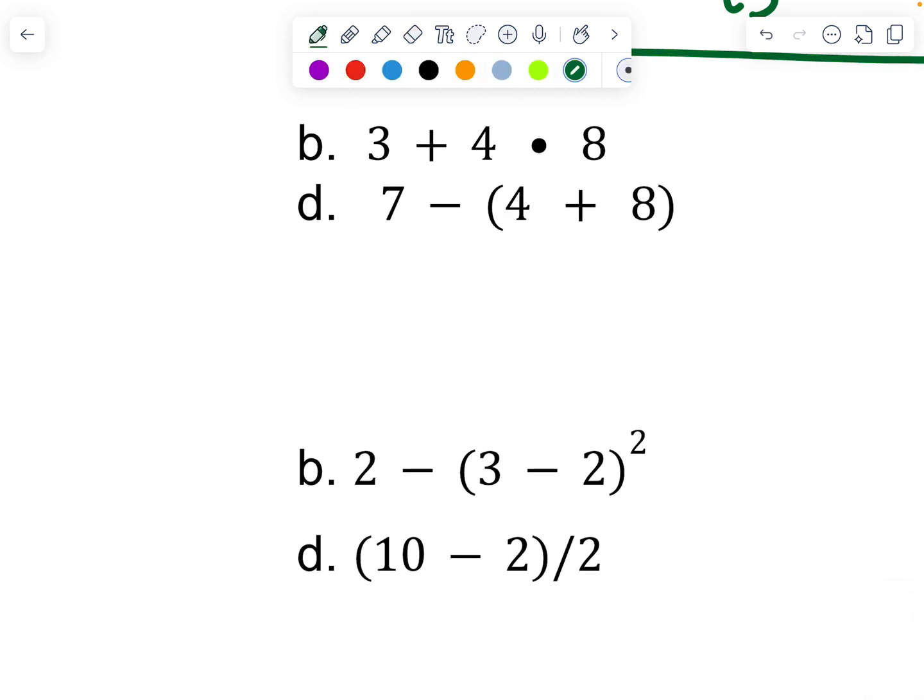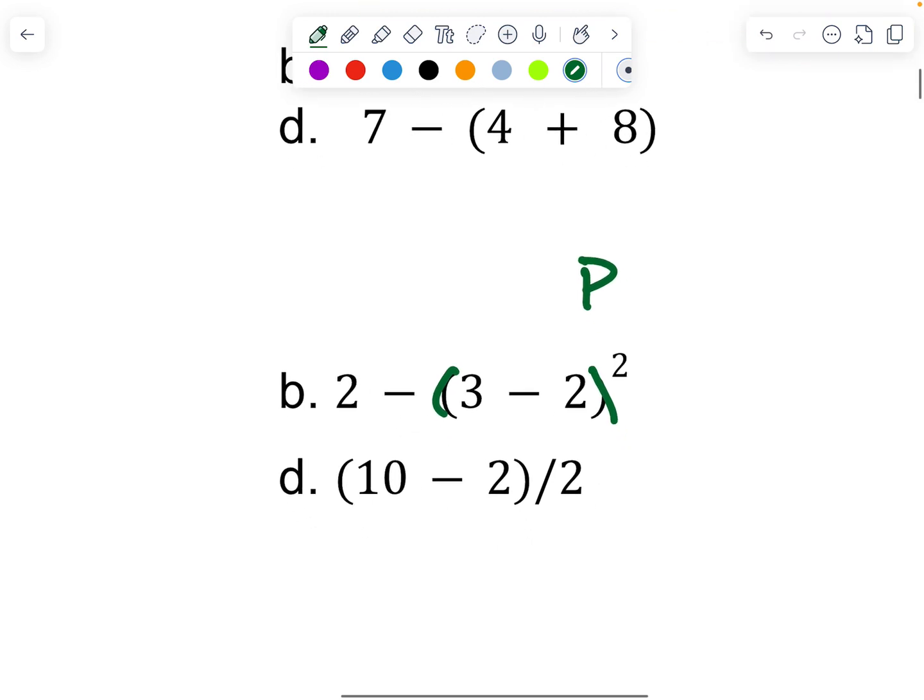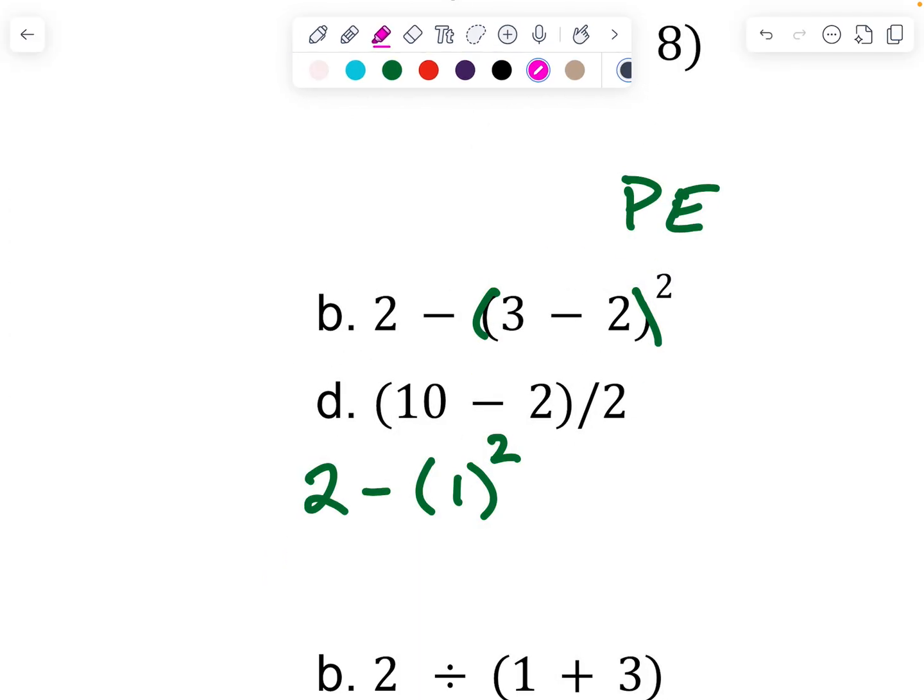This time I have subtraction, parentheses, and this is an exponent right here. And so again, PEMDAS comes with parentheses first, and so I'm going to complete what's inside the parentheses first. So I'll be left with 2 minus, now 3 minus 2 is 1, so that becomes 1, and I still have the exponent there.